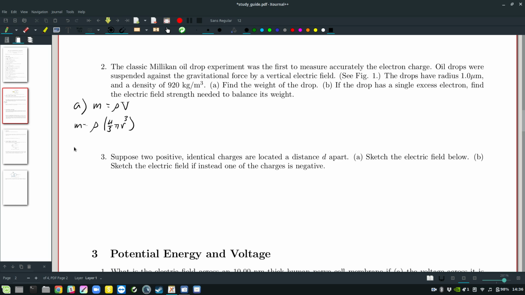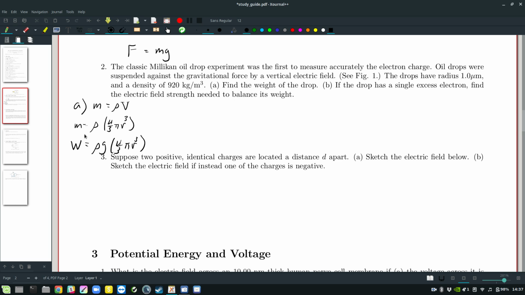I suppose we could do one more step, which is that if we're specifically looking for the weight of the droplet, then that weight means force, and the force of gravity downward is mass times the acceleration due to gravity, which is g. So mg downwards is the weight. Let's call that weight w. We have to multiply whatever the mass is times g, so that's rho g times 4/3 pi r cubed. We could find the number for the weight. If a droplet has a single excess electron, find the electric field strength needed to balance its weight.